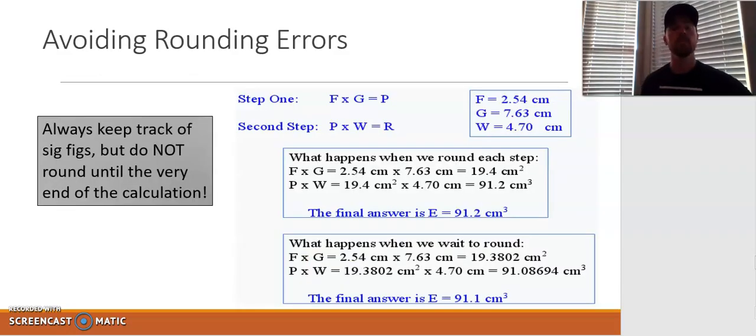Now, a little bit more about rounding, okay? Because questions always get brought up: when do you round? In order to avoid rounding errors, you want to make sure you always keep track of sig figs, but do not round until the very end of the calculation. That's important, okay? Every time you round on a step of the problem, you just get further and further off from the final answer. It's called propagation of error.